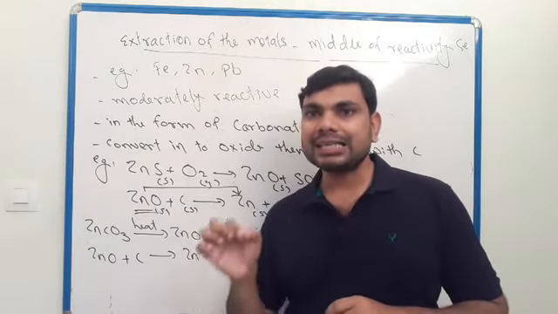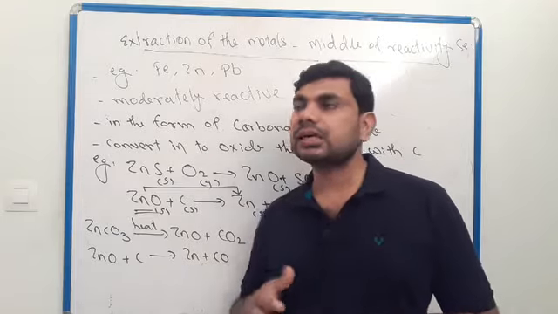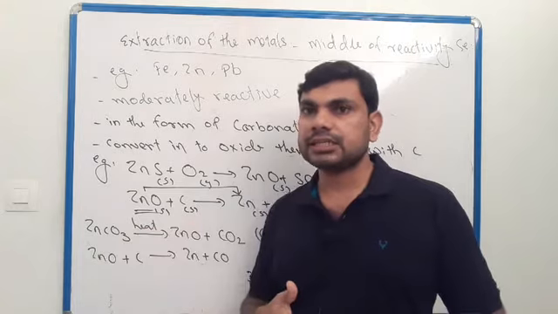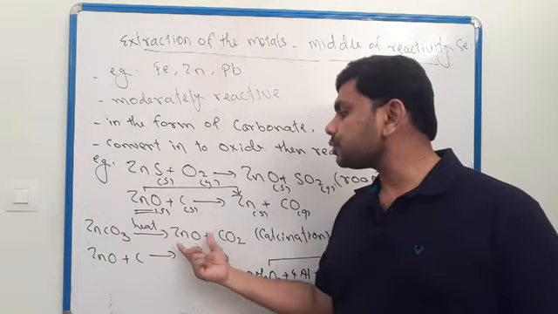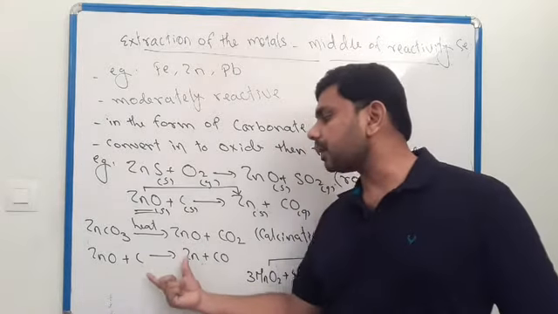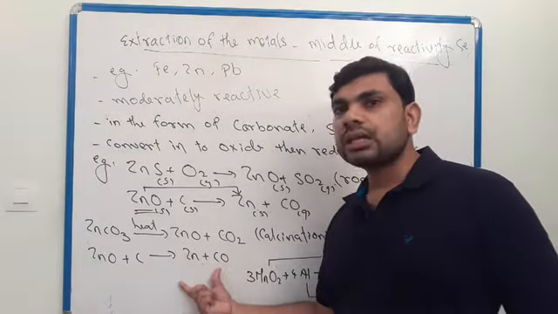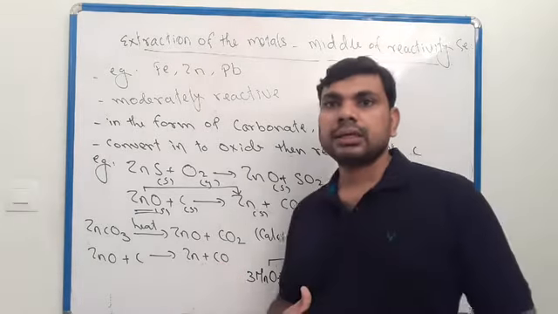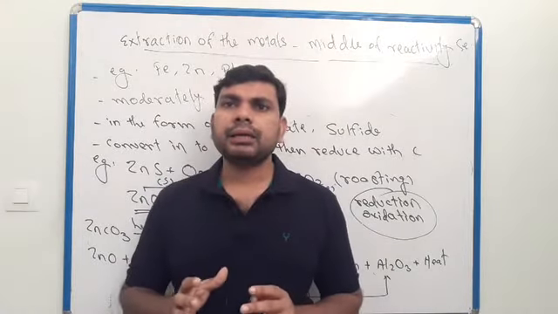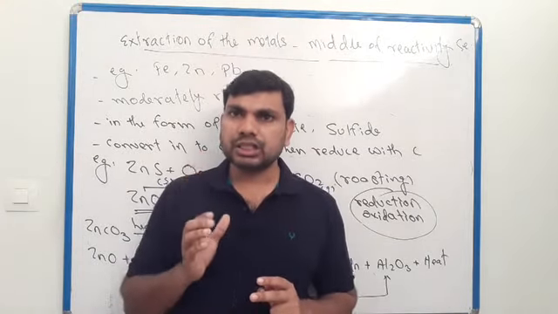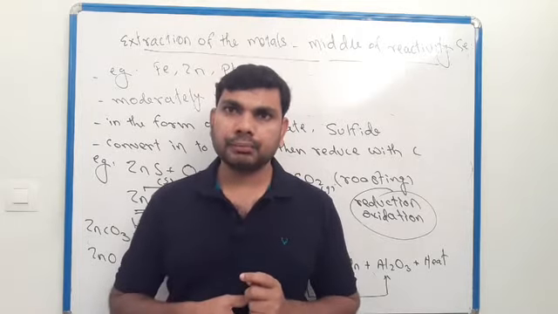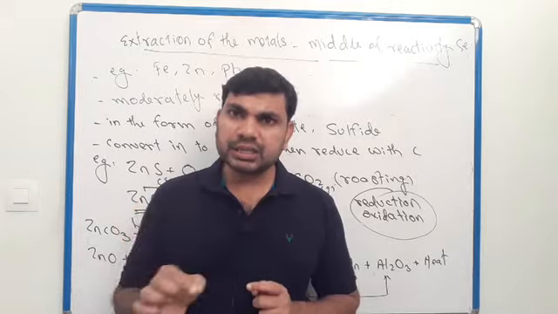So roasting and calcination, these two processes are related to extraction of metals in the middle of the reactivity series. After calcination, we obtain metal oxide. This metal oxide, again reduced with carbon, gives metal and carbon monoxide. Clear? So here we obtain metal from metal oxide by reducing with carbon. So we can use reduction with carbon.